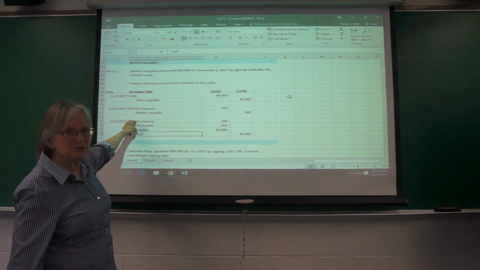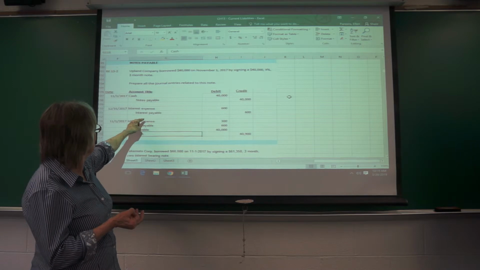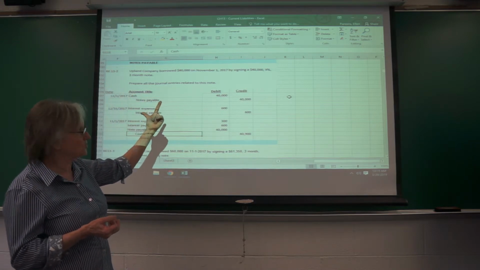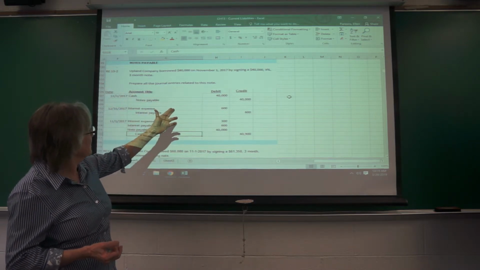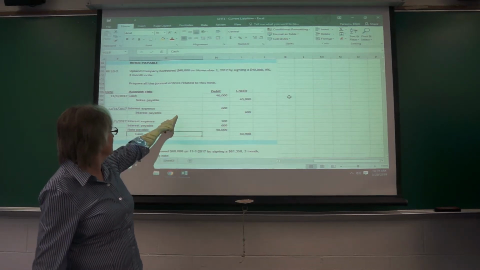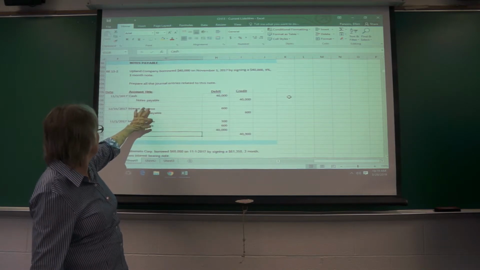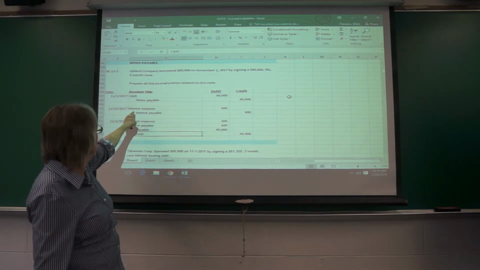You have to accrue interest at year end for the amount of interest that you have built up so far. So November, December, that's 2 months. You take the $40,000 times the 9% times 2/12, and that's the amount that gets recorded as interest expense to get it in the right accounting period, and interest payable.